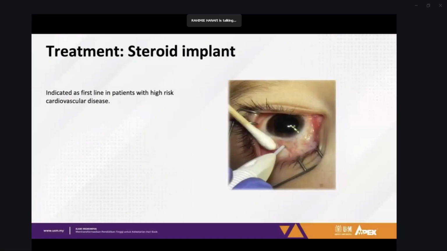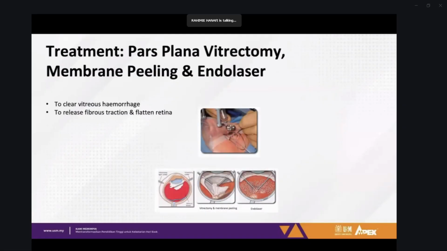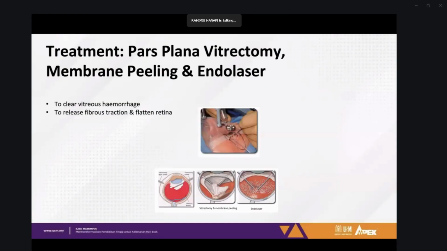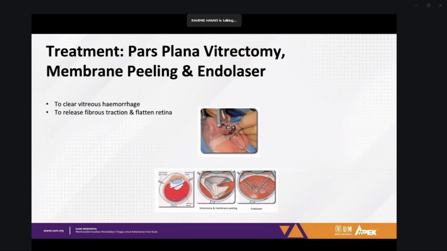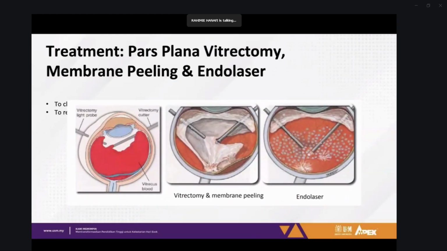Okay, and steroid implant: when the patient is at risk of cardiovascular disease, we do steroid implant as first line. In advanced stage of diabetic retinopathy, which is ADED, we need to refer to a consultant vitreoretinal to proceed with pars plana vitrectomy, membrane peeling, and also endolaser. The indication is to clear the vitreous hemorrhage for better vision and to release fibrous traction and flatten the retina. Okay. So this is a brief procedure.